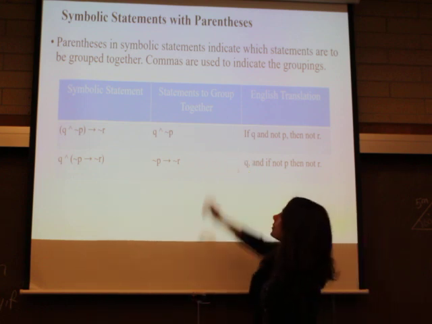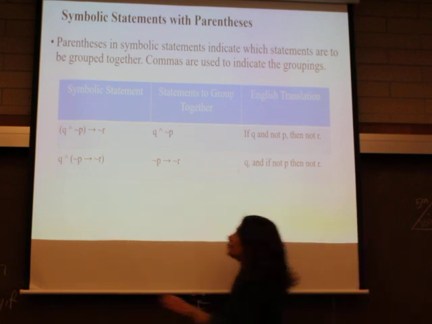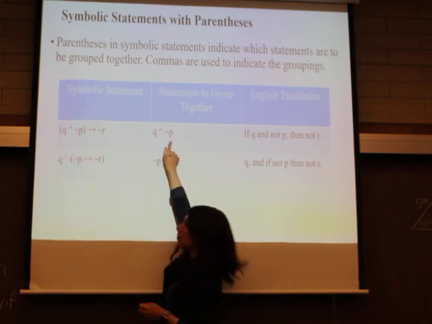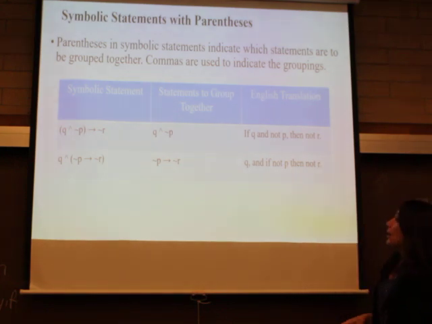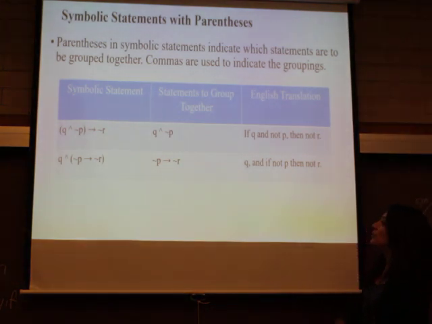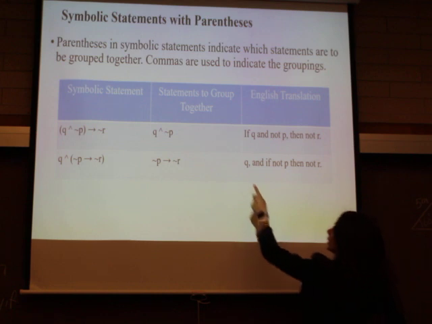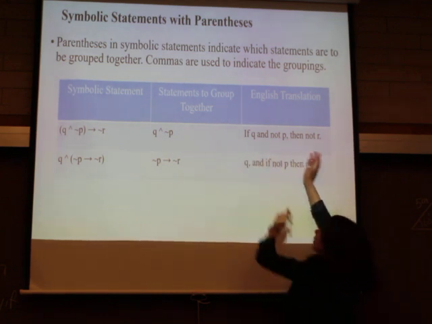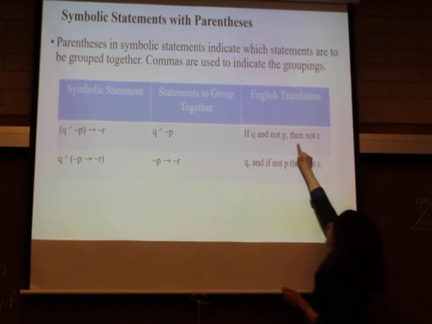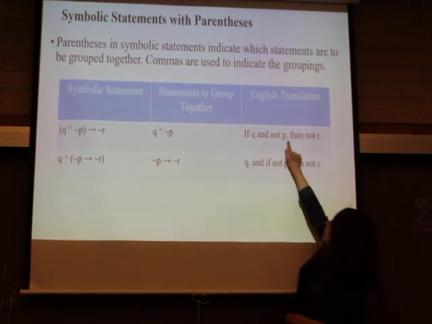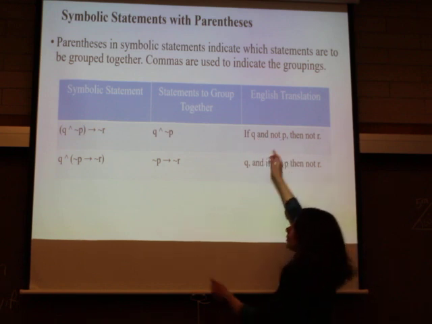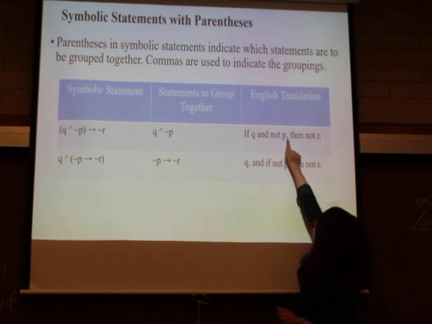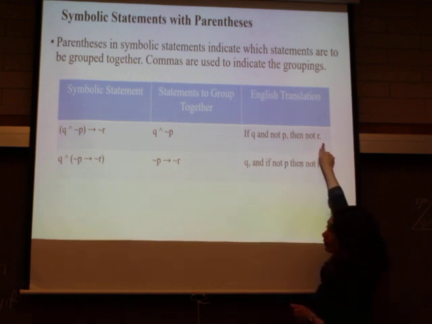So it said which statements have been grouped together. So we have used parentheses here. So these have been grouped together, Q and not P, okay? So if I want to write down using words how I can say that, I say if Q and not P. Okay, use comma. Whatever you have before comma is one group. Whatever you have after comma is another group. So comma is here. It means Q and not P. Here you go. You're one group, right? So if Q and not P, comma, then not R.